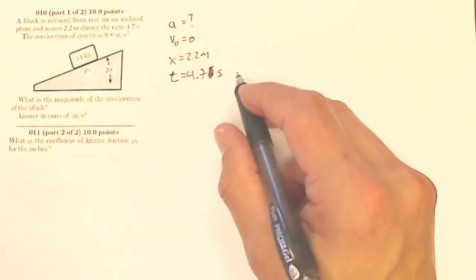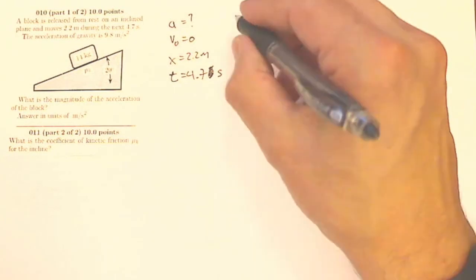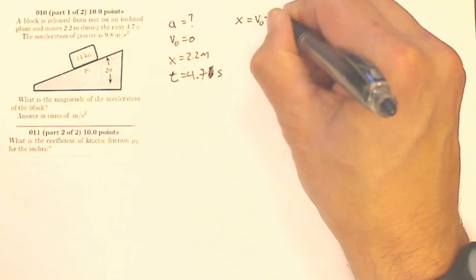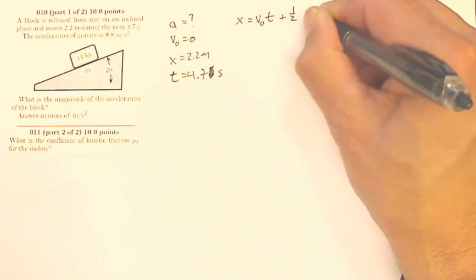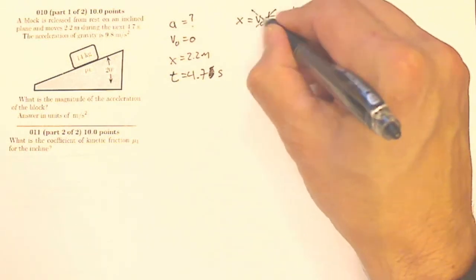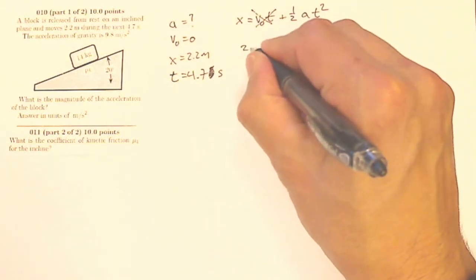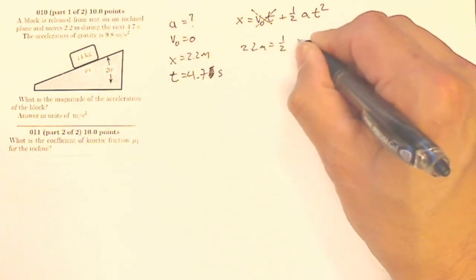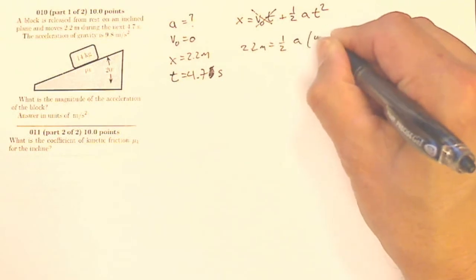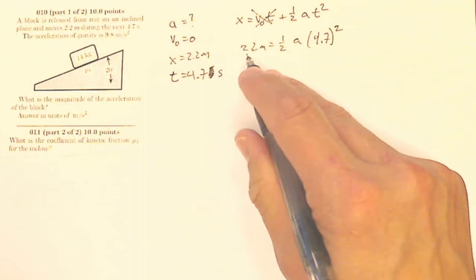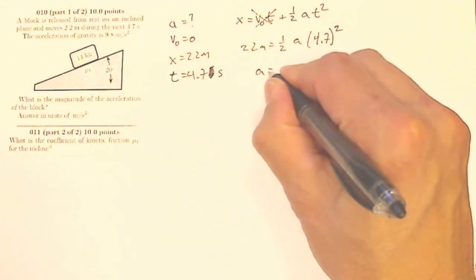Sure I can. I know that my displacement is my initial velocity times time plus 1/2 my acceleration times time squared. So my initial velocity is 0, so that goes away. So I get 2.2 meters equals 1/2 of my acceleration times 4.7 squared. So that will easily solve for acceleration.